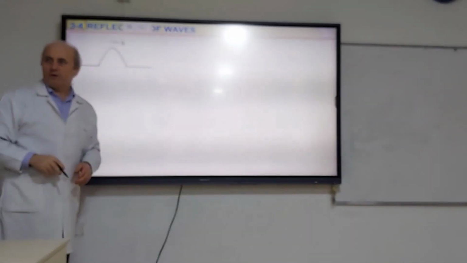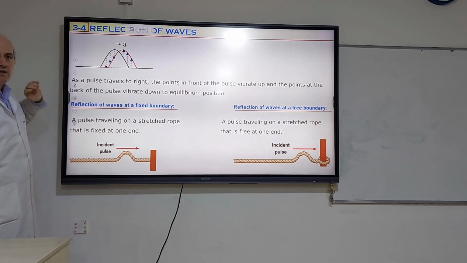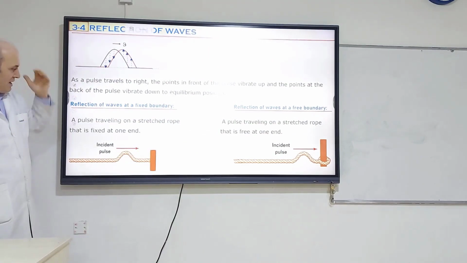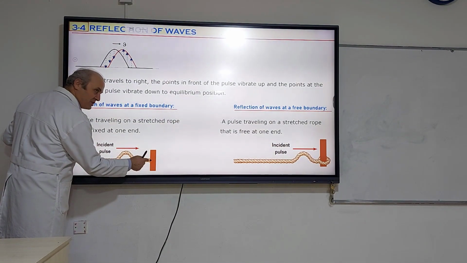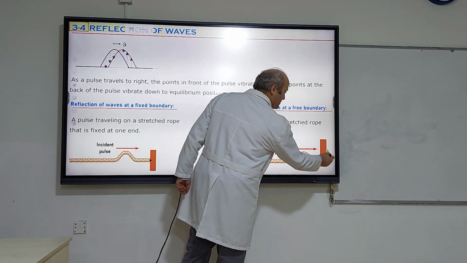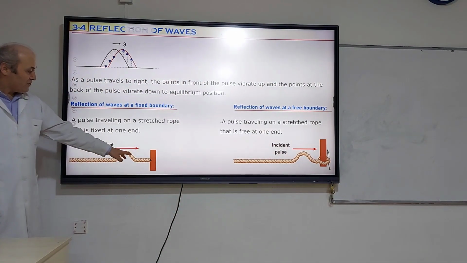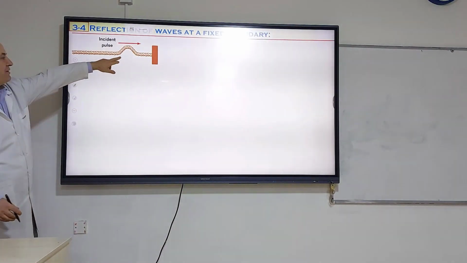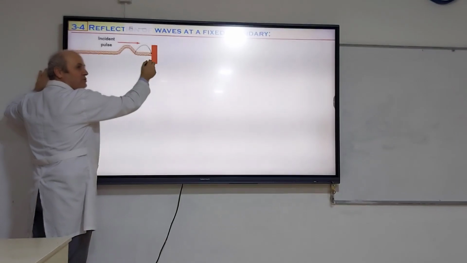And reflection. So waves reflect. We are going to study reflection from a fixed boundary and a free boundary. So as a pulse is sent to a fixed boundary, as you see, here is the fixed end. A pulse is sent to a free boundary. As you see, there's a ring that can vibrate up and down. When this pulse reaches the fixed boundary, right here, like this position, it wants to vibrate this wall up.